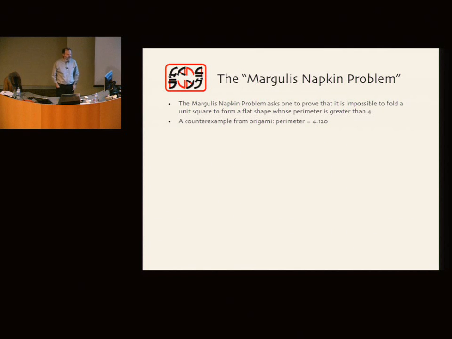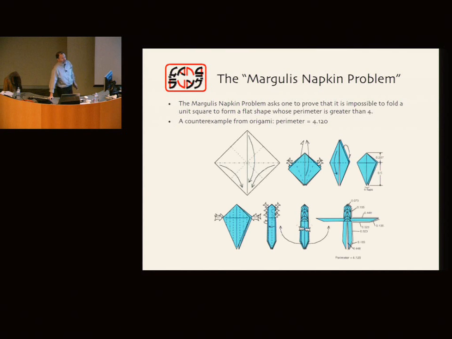And a counterexample, the first counterexample actually came from origami. Here is a shape that has a perimeter of 4.1. If I fold this shape, this is called a bird base. It's the basis of that 200-year-old crane, and you just add a few more modern folds called sink folds, and you make this little human-shaped figure. And if you carefully do the bookkeeping of all the perimeter, it turns out its perimeter is 4.12. So we know that conjecture is false.